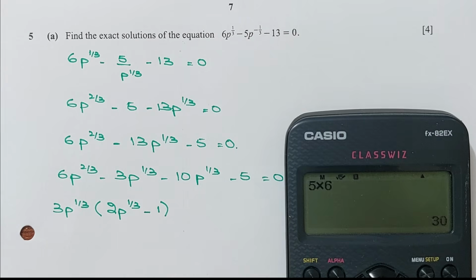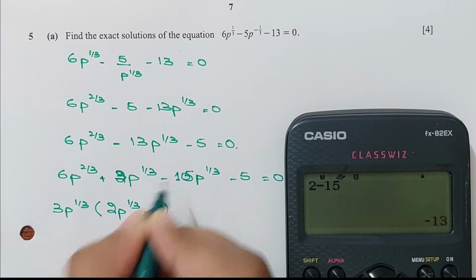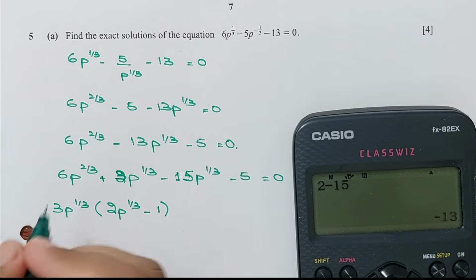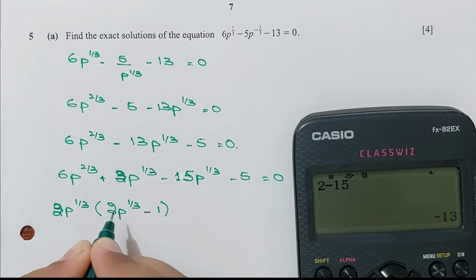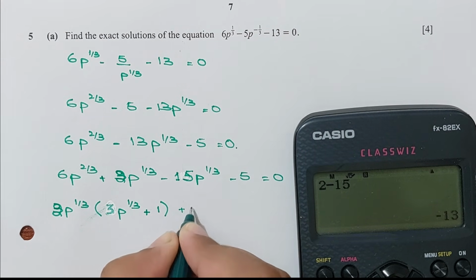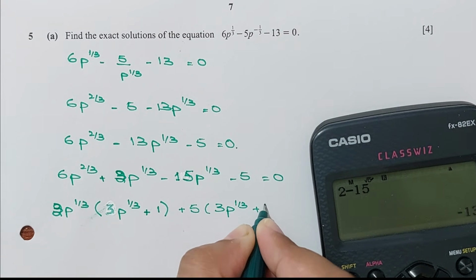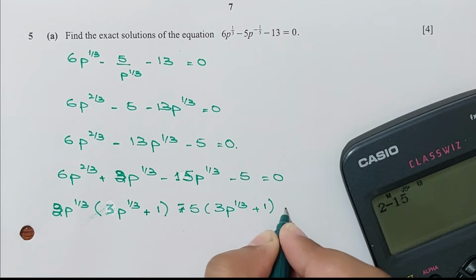We have 2 times 15 is also 30, and 2 minus 15 is negative 13. So here we have plus 2 and minus 15. Now let me take 2 common: 2p^(1/3) times 3 is 6, and we have minus 1, so it's plus 1. Now the next factor is taking 5 common: 5 times 3 is 15, and 5 times 1 is 5. Negative 5 is common, sorry, equals to 0.